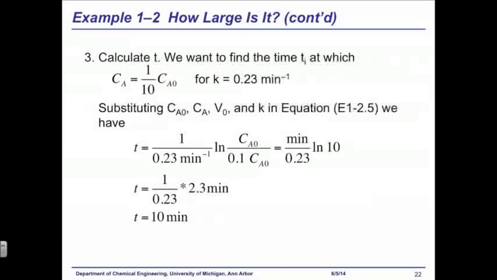Calculating this out, we get that time is equal to 1 over 0.23 times 2.3, or simply the total time is equal to 10 minutes.